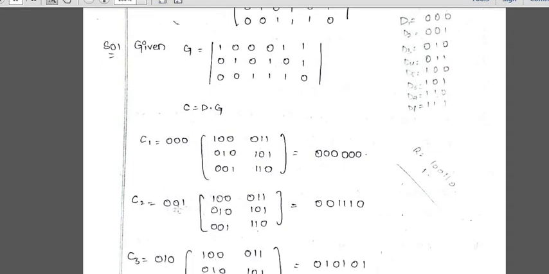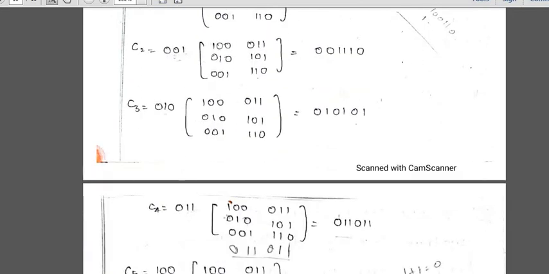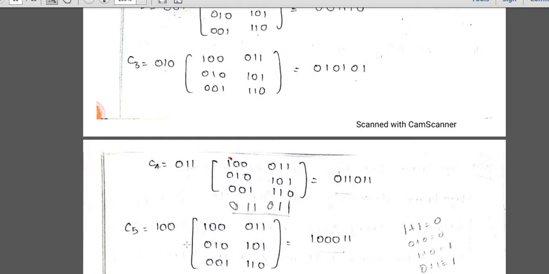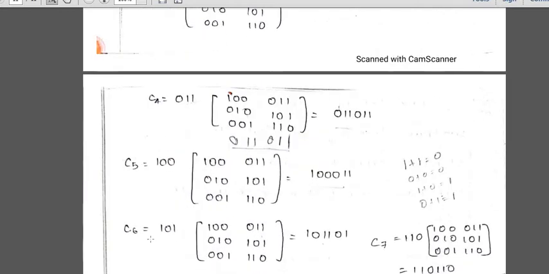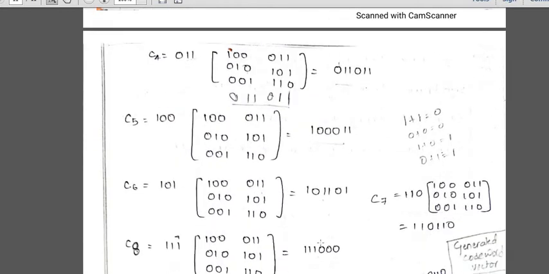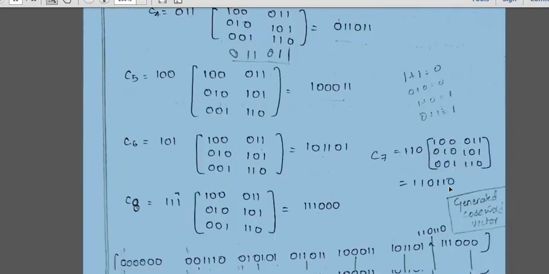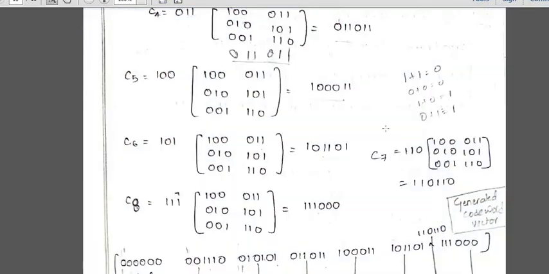The second code word, similarly, 0 0 1 into the generator matrix. The third one, what is the third data word? 0 1 0 into the generator matrix. The fourth one, similarly, 0 1 1 into the generator matrix. The fifth one, 1 0 0 into the generator matrix. And the sixth one is 1 0 1 into the generator matrix. And the last one, the seventh code, is 1 1 1 into the generator matrix. So this is how you will get all 8 code words.